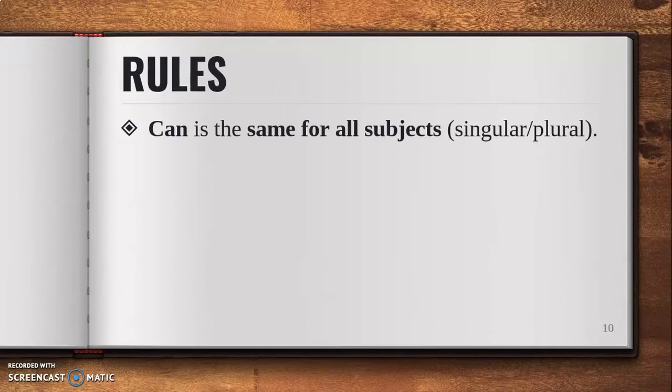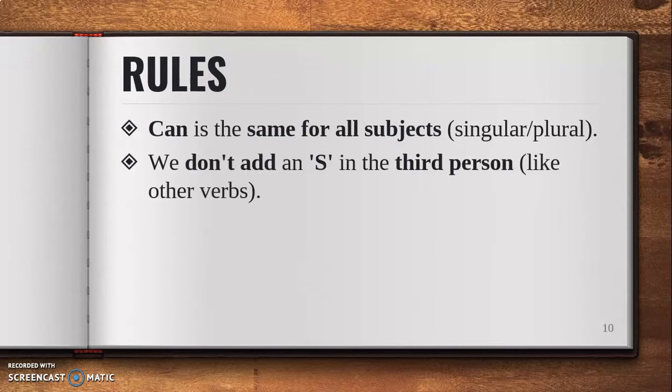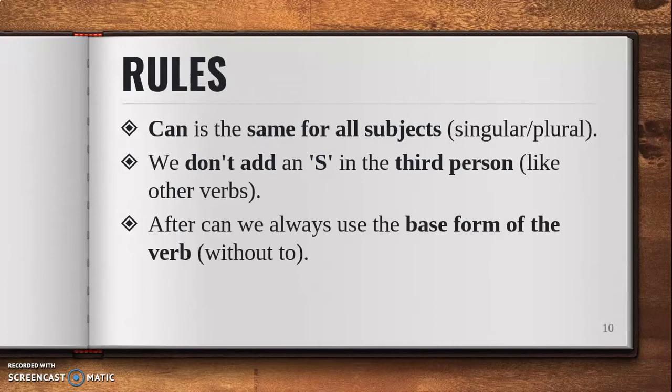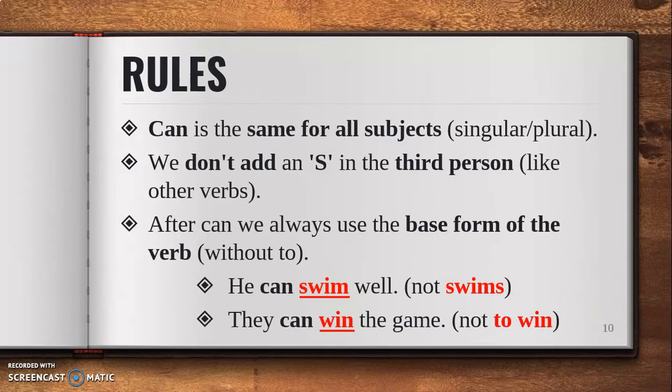First, can is the same for all subjects, whether they are singular or plural. Again, we don't add an s in the third person like other verbs. Third, after can, we always use the base form of the verb, not the infinitive with to. Let's have some examples. He can swim well. So you can't add an s on the main verb and say swims. So that is the rule.